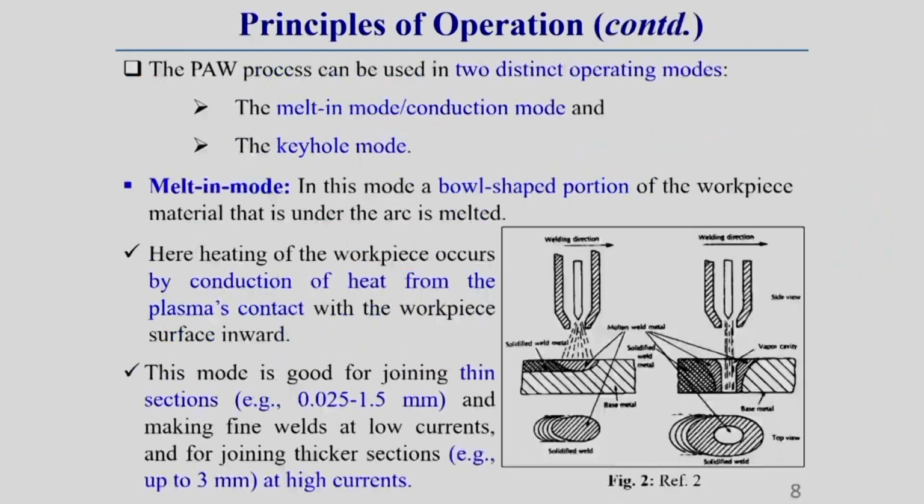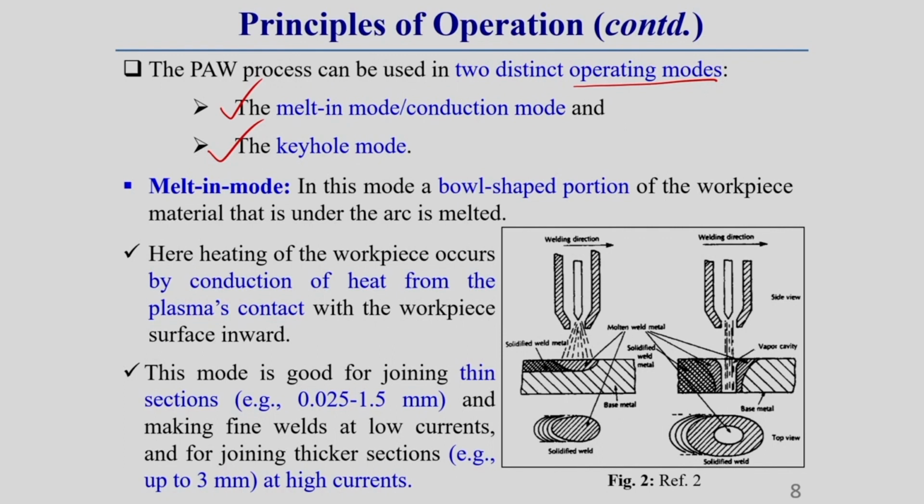Okay. Now, in case of plasma arc welding process, we can see two distinct operating modes. One is called melt-in mode, or sometimes conduction mode. Another one is called keyhole mode. These two mode details I will explain in a subsequent slide in detail. This is a very important part of this welding process.